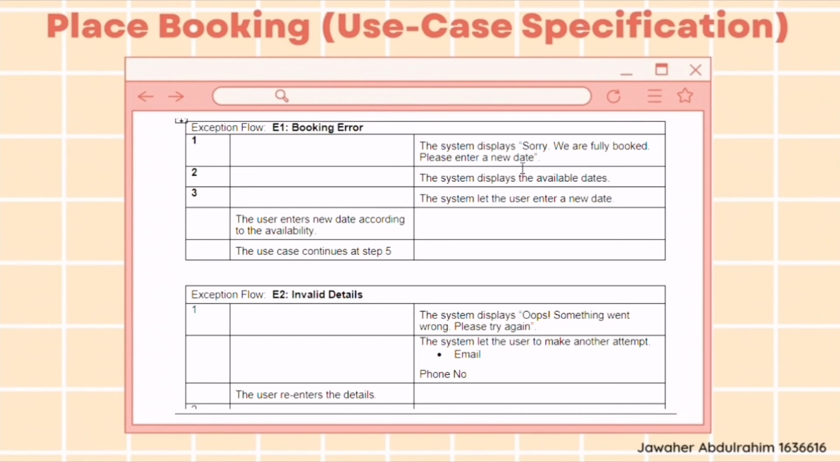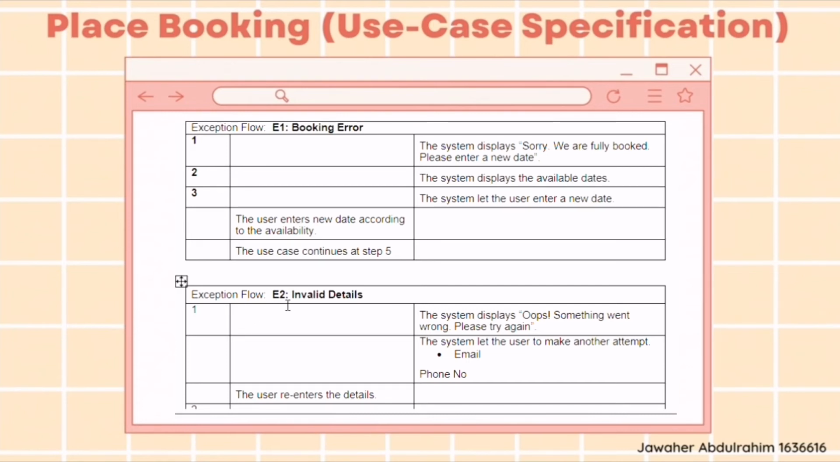Please enter a new date." The system displays the availability dates. The system lets the user enter a new date. So after these 3 steps, the user enters a new date according to the availability. The use case continues at step 5. So we continue this use case specification from step 5.